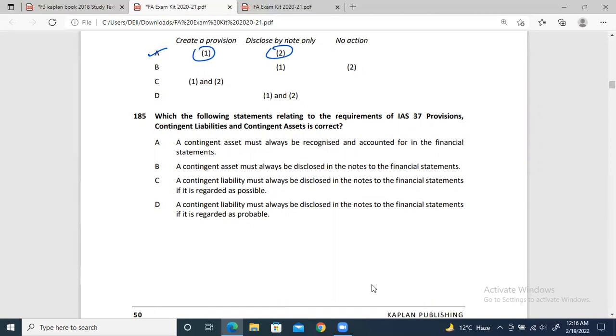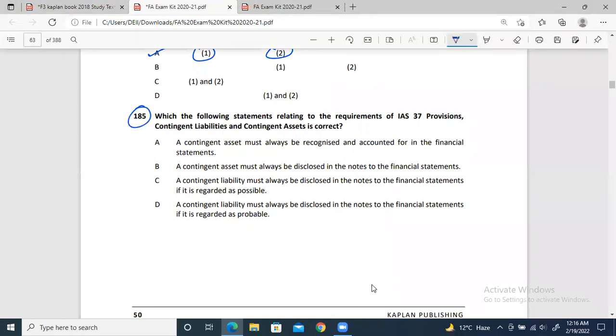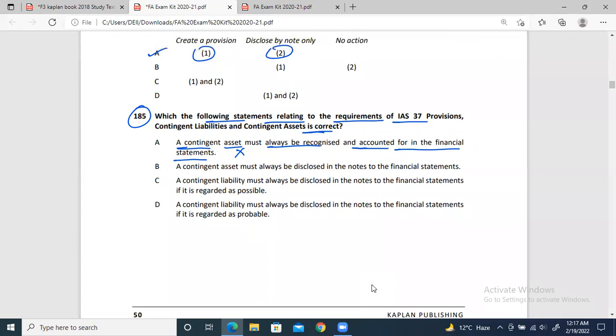All right. Now 185. Which of the following statements relating to the requirements of IS 37 are correct? So again, we have to see which one is true. First, let's see A. A contingent asset must always be recognized and accounted for in the financial statements. No, this is completely wrong, because only if it is virtually certain will we record a contingent asset. In case of probable, possible, remote, we have to just ignore it. In probable, we just have to disclose it, but in remote and possible, we have to ignore it. Right? Again, the table application is here. So must always is wrong over here.